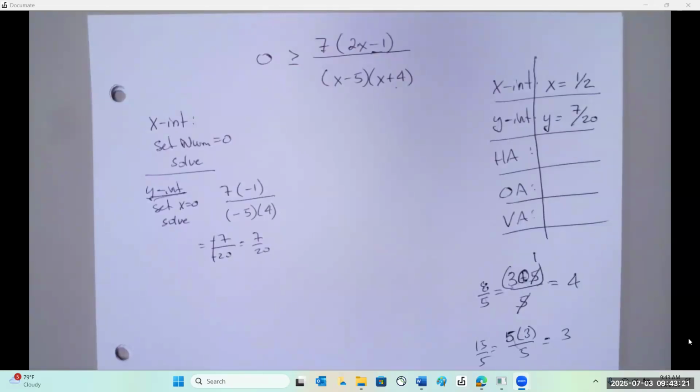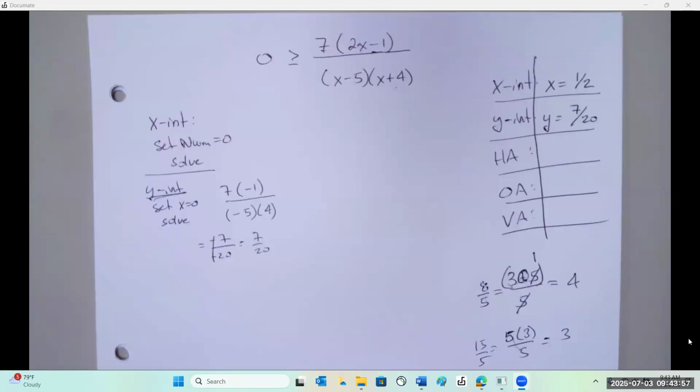Do we have a horizontal or oblique asymptote? How do we know when we have an oblique asymptote? What's the rule there? No. Again, nobody's looking at the notes. What we talked about yesterday.